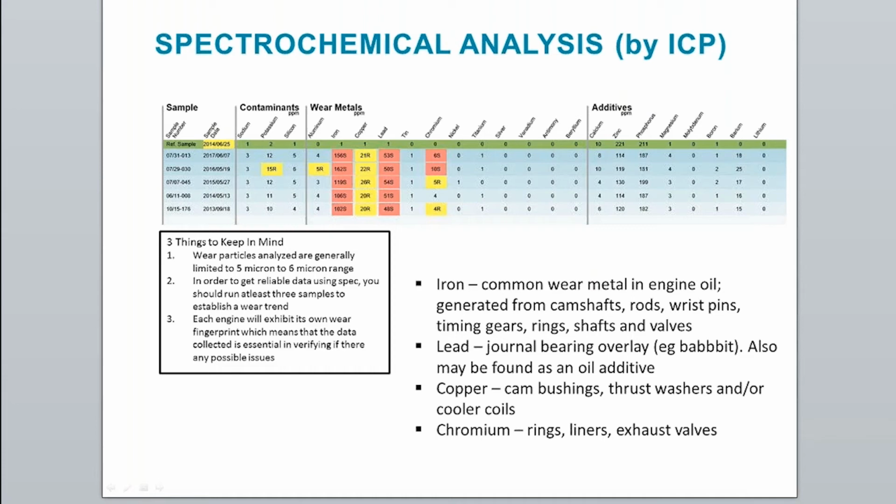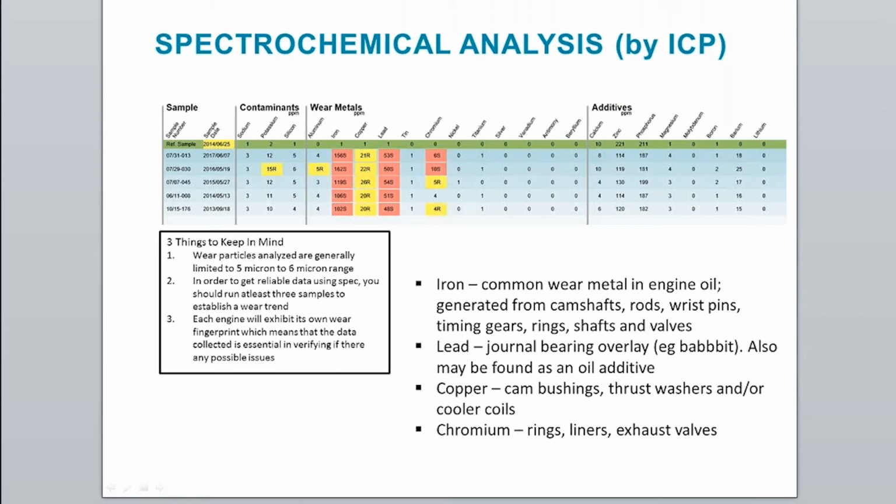Copper could originate as a wear metal from cam bushings, thrust washers, and/or cooler coils. We recommend changing the lubricant and any applicable filters, if not recently done. If necessary, you should flush the component before refilling. Chromium wear can be generated from the rings, liners, exhaust valves, and shaft plating. And chromium can also be generated from stainless steels like shafts, valve trains, and rollers.